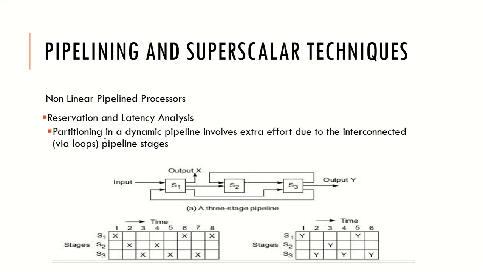Regarding reservation and latency analysis, the partitioning that happens in a dynamic pipeline will require extra effort due to the interconnections like feed forward and feedback connections. All those extra connections will increase the effort to program or to reconfigure the pipeline. This is a sample reservation table in the case of a nonlinear pipeline. This is for the process called X, and this is for the process called Y.